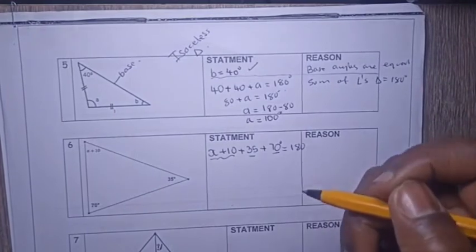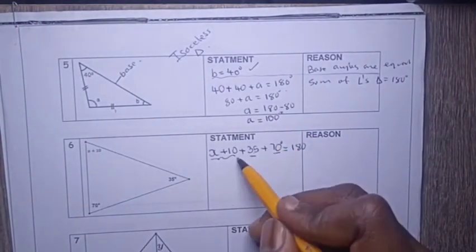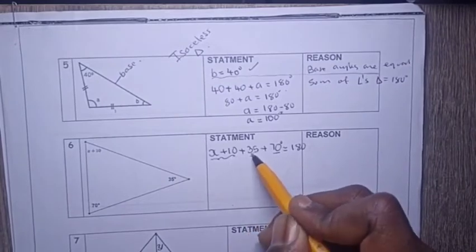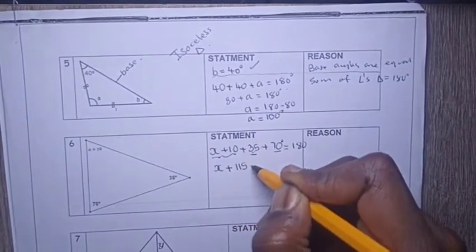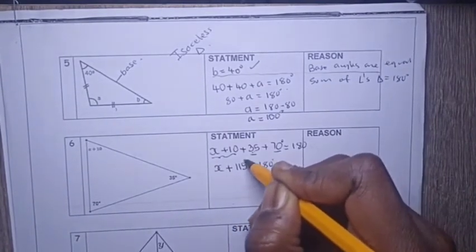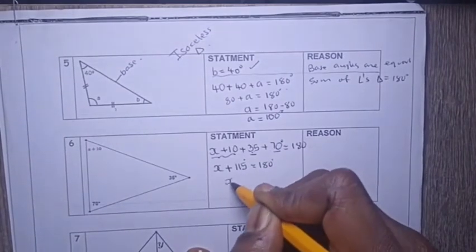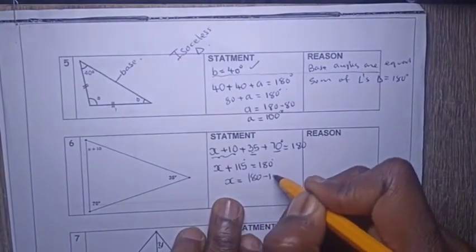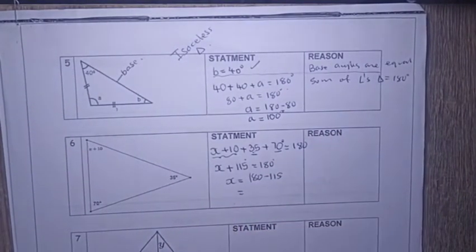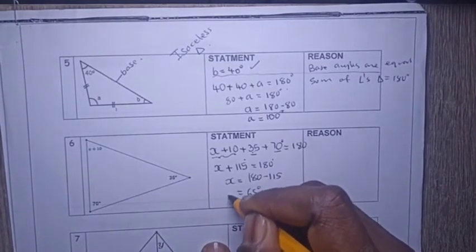There is x plus 10. So we've got 3 angles there. So we're going to add 10 plus 35 plus 70. We get the answer. I still have x there. And then take 105 to the other side so that x is alone. We want the value of x. 180 minus 115 will be how much? 65 degrees. 65 degrees, yes.